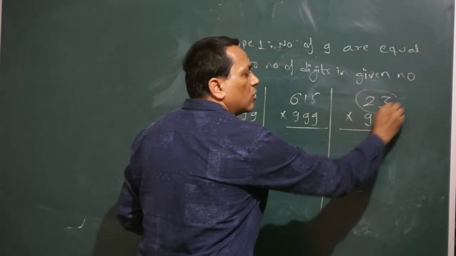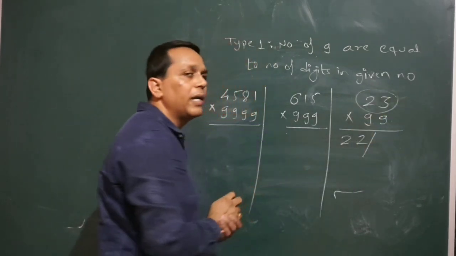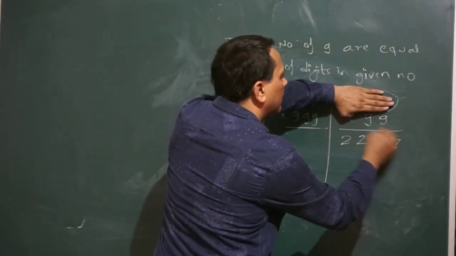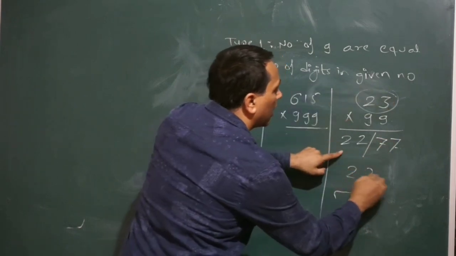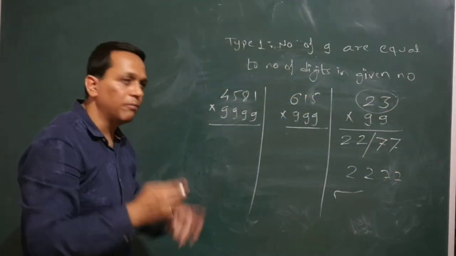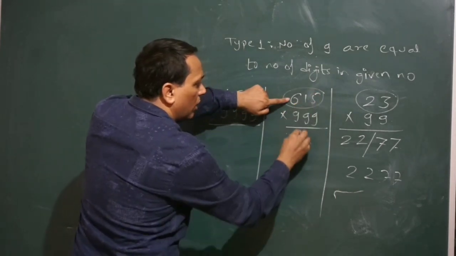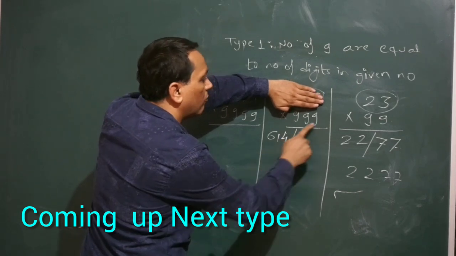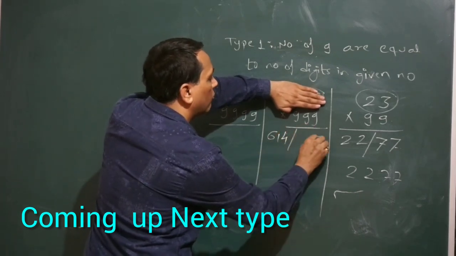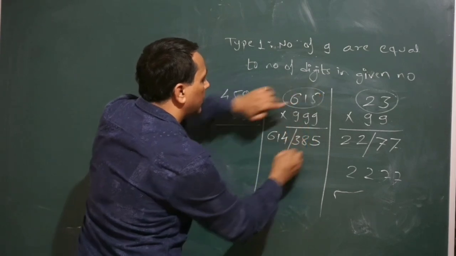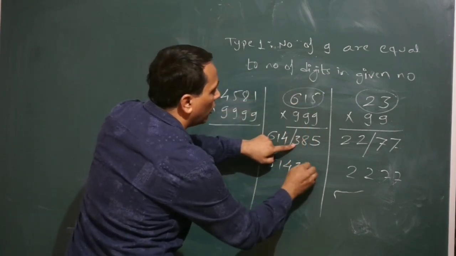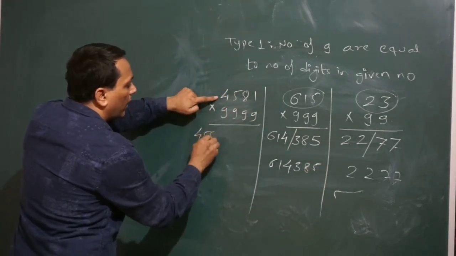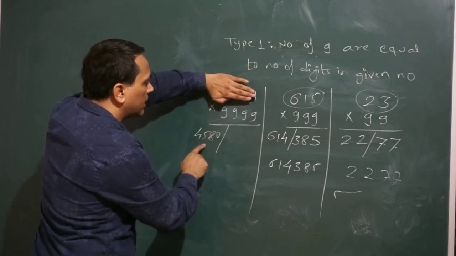First, what we do is reduce this number by 1, so it becomes 22. And then we subtract this 22 from 99. 9 minus 2 is 7, 9 minus 2 is 7. So here is our answer, 2277. Very simple. Again, the similar procedure, we reduce this number by 1, 614. Then we subtract this from 999. 9 minus 6 is 3, 9 minus 1 is 8, 9 minus 4 is 5. So this is our answer, 614385. The last, reduce this number by 1, 4580. And then subtract this from 9999.